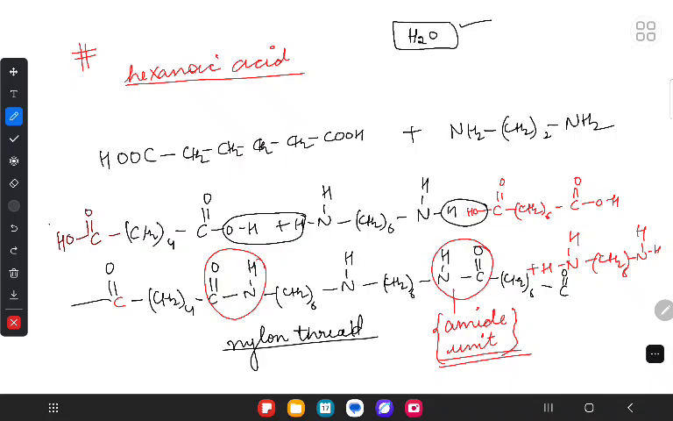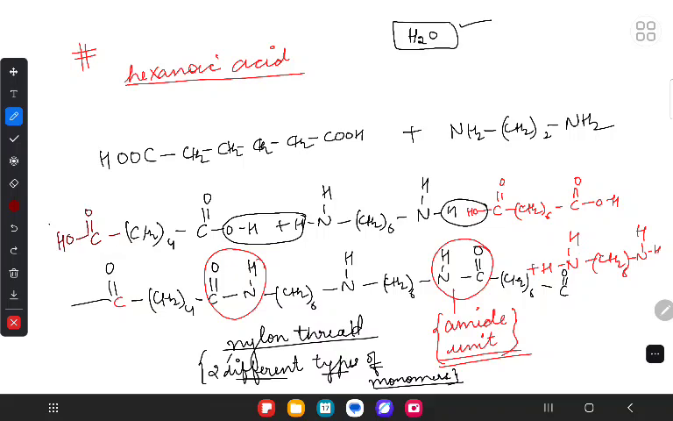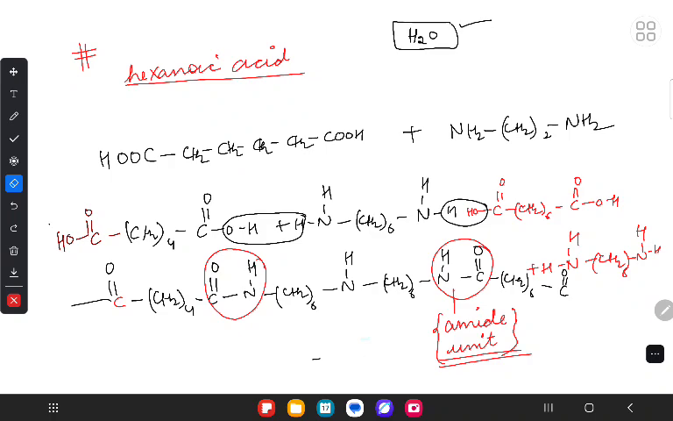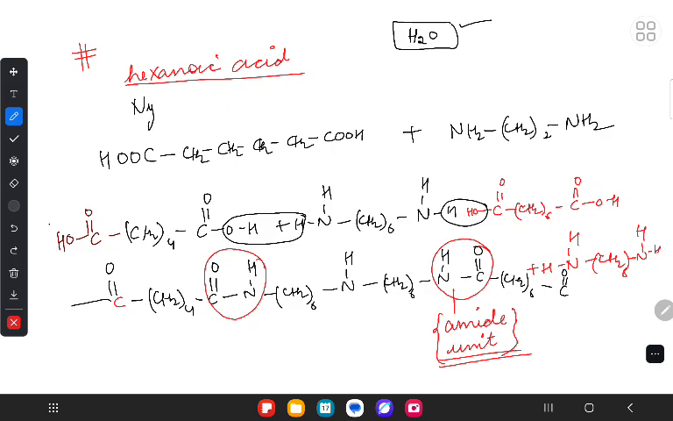And nylon thread is what kind of polymer? It is made up of two different types of monomers. Yes or no? Because it is made up of two different types of monomers, what does that mean? It is a heteropolymer. So nylon 6,6 is basically a kind of heteropolymer.